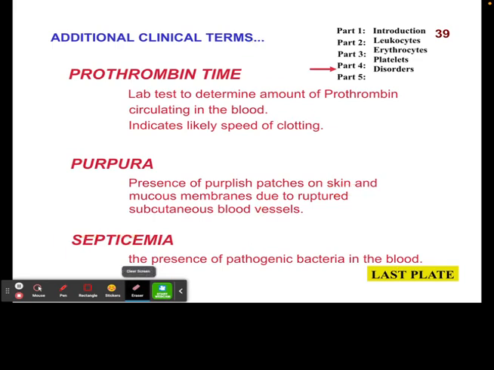The last slide here are just a few terms that we can look at, just additional clinical terms that you might see throughout this course or if you're going into the nursing program here.